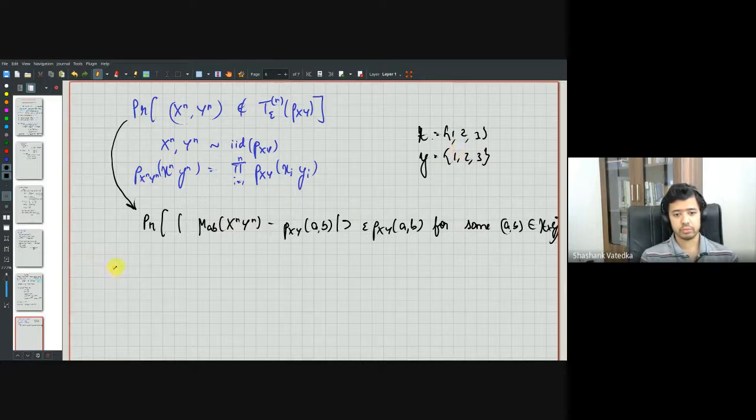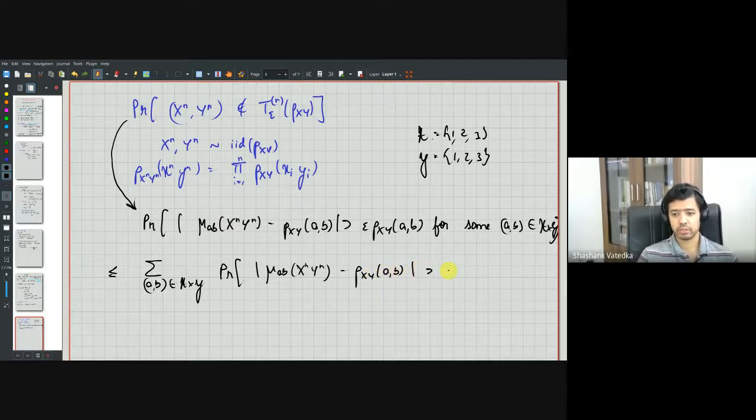All right. So I claim that this is less than or equal to the summation over all a, b of the probability that |mu_AB(x^n, y^n) - P_XY(a,b)| is greater than epsilon times P_XY(a,b). Why is this true?